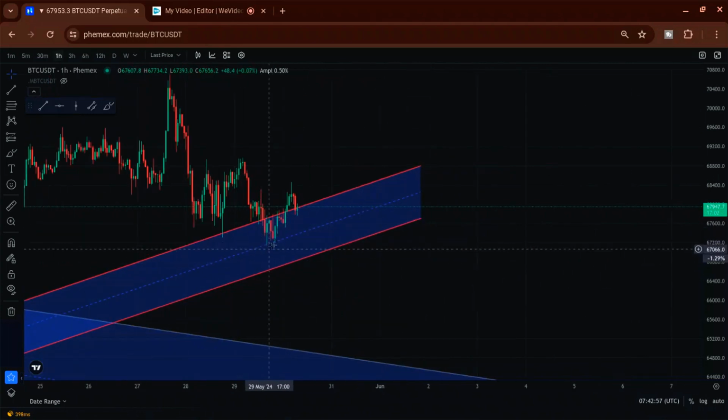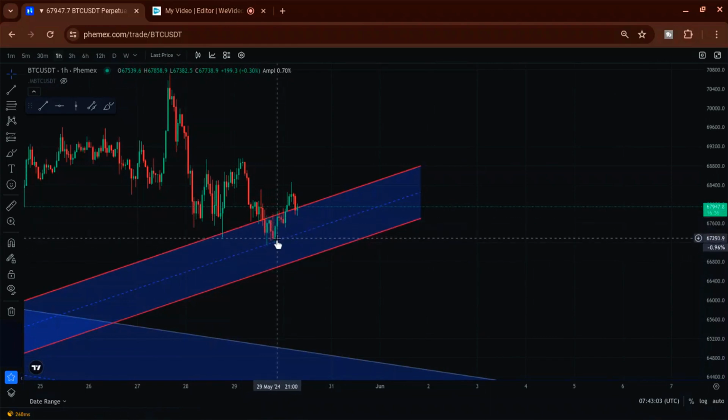So there it is. Boom, off the blue dotted line. Call that the heart line. Boom, look at that, perfect off of it. Came back up, bounced off it three times. Bounced up to the red.